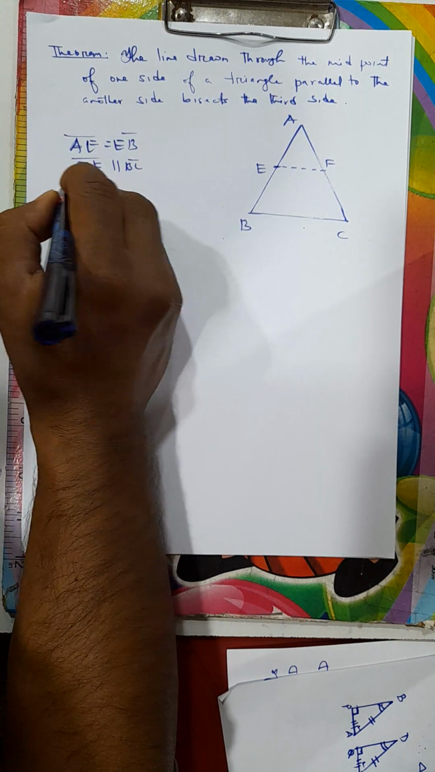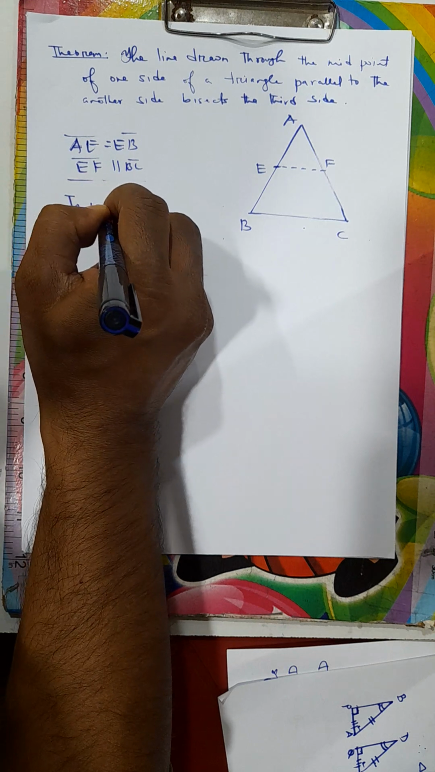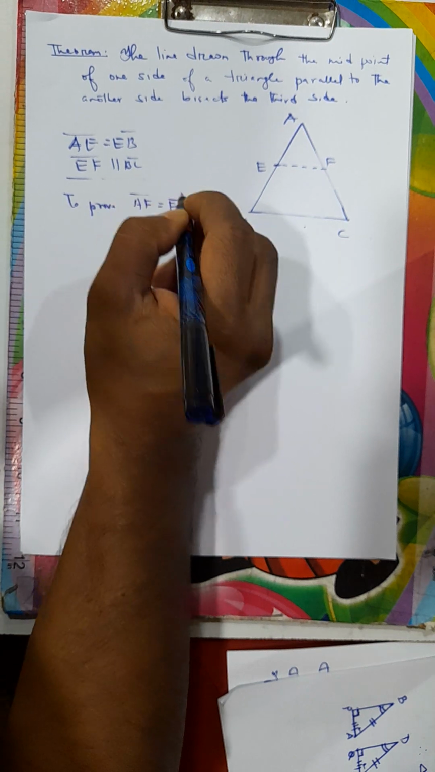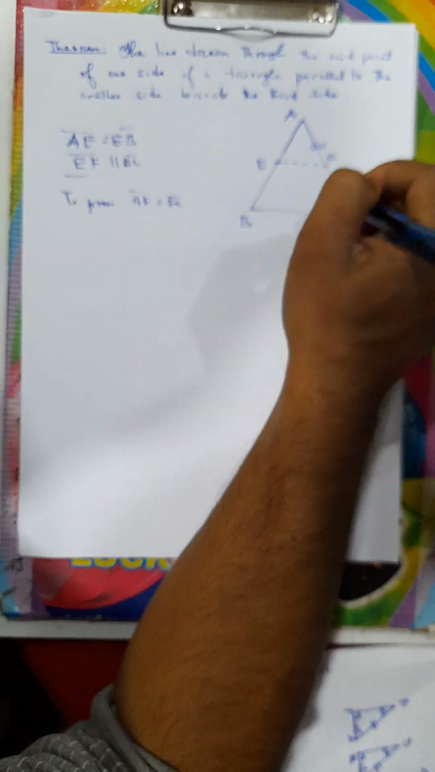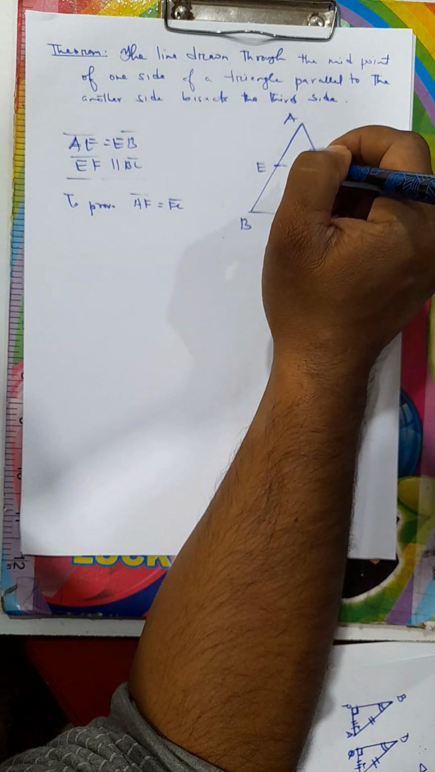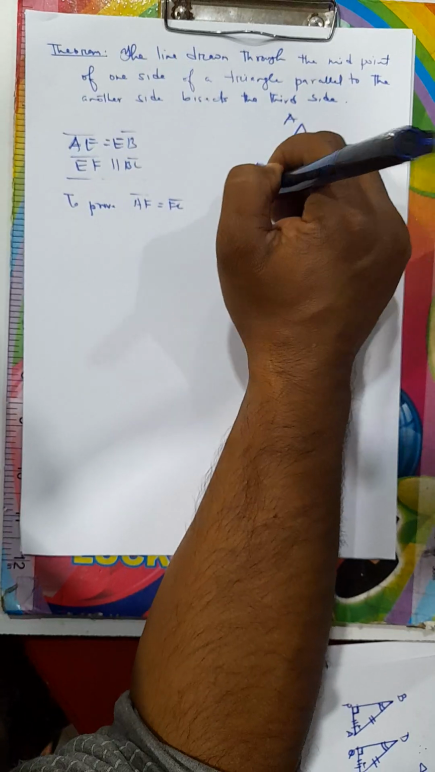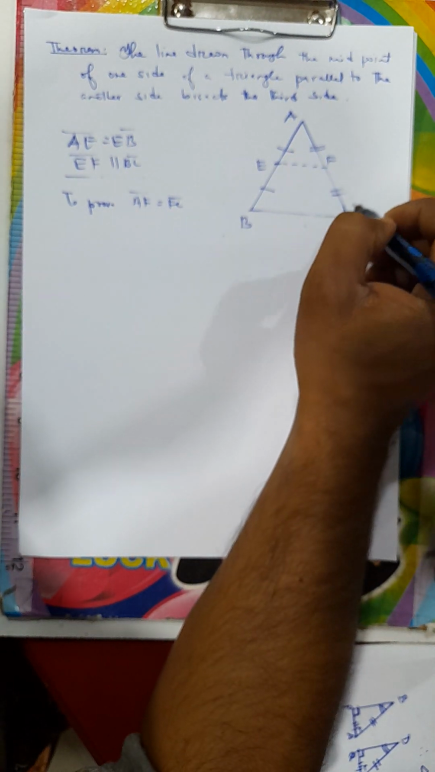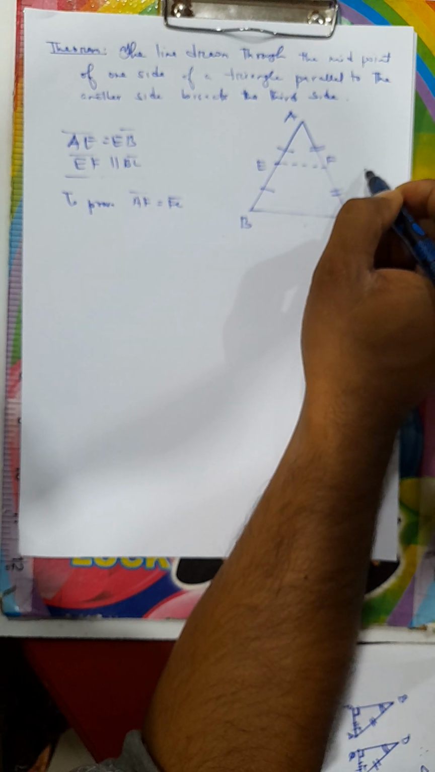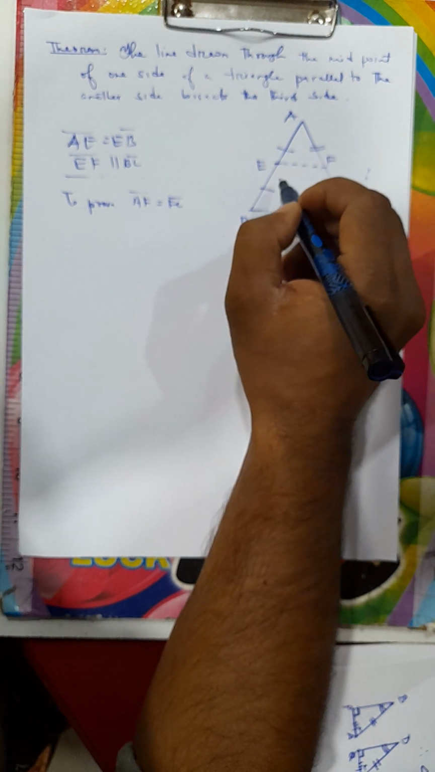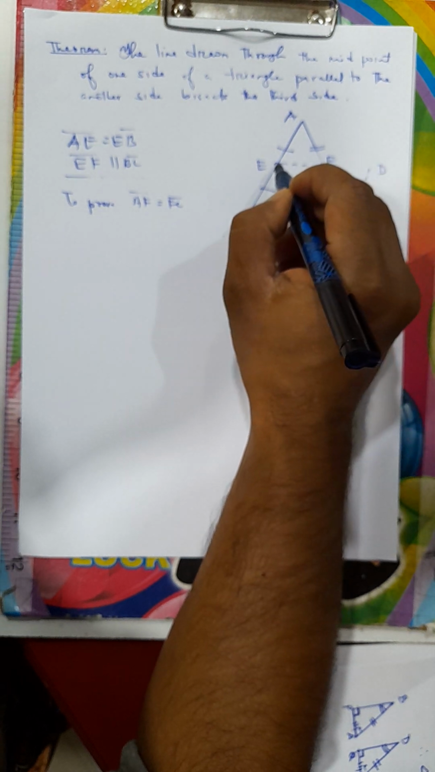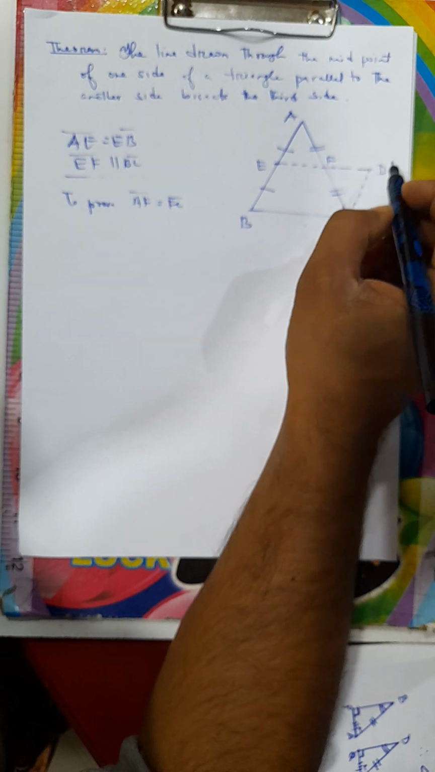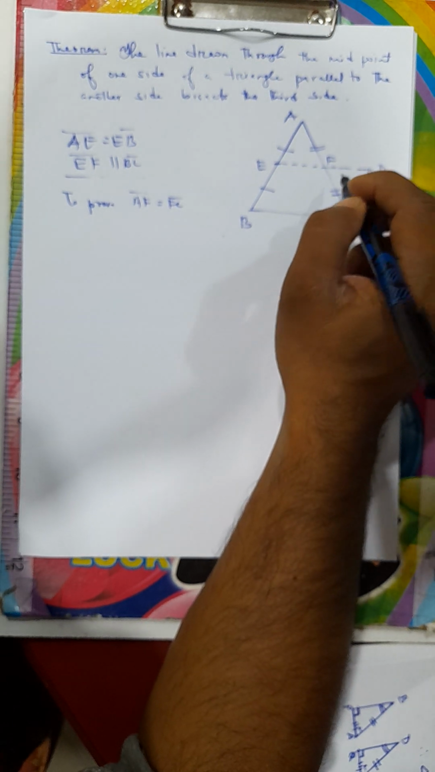Now we have to prove AF equal to FC. That means F is the midpoint of AC. You are given AE equal to EB and EF is parallel to BC. Now let us draw a line parallel to AB from C. Suppose this is D, and let us extend EF to meet at D, right? So this is an additional construction we are making here.